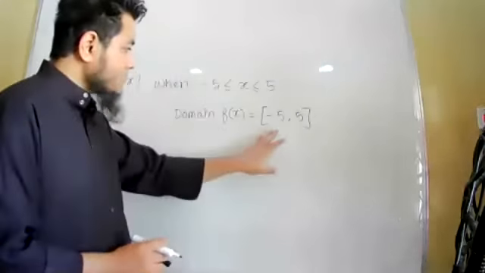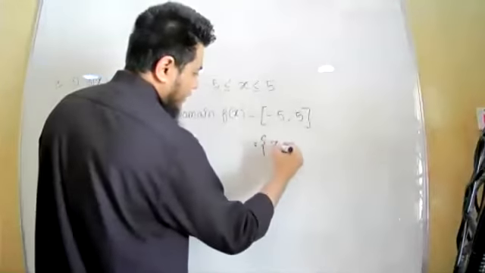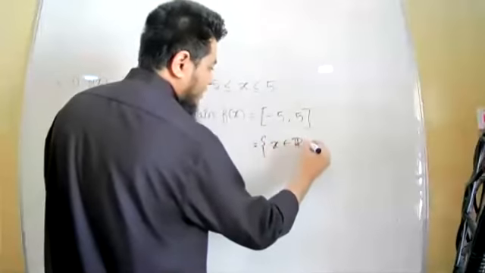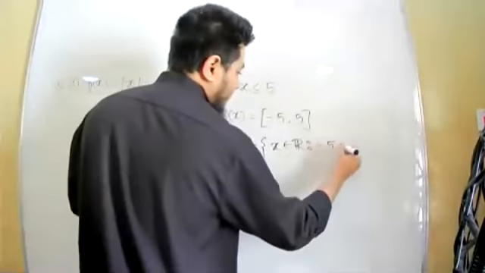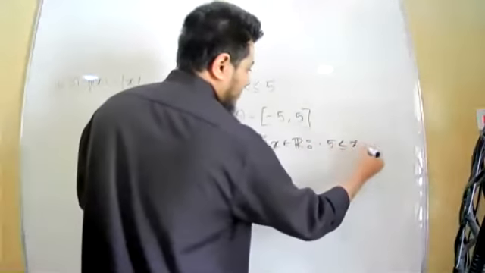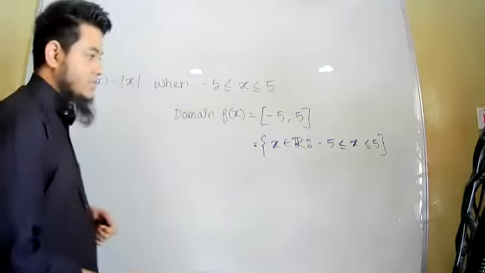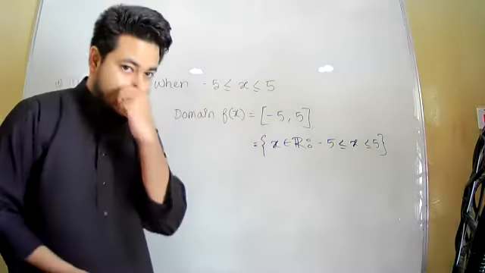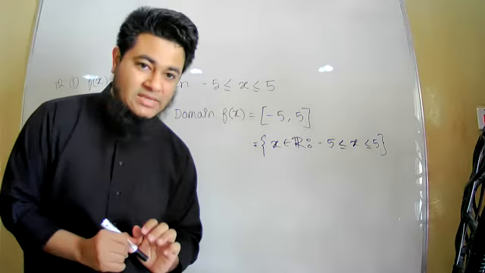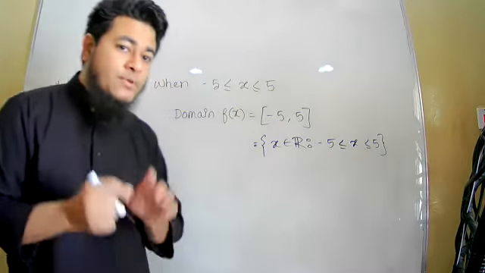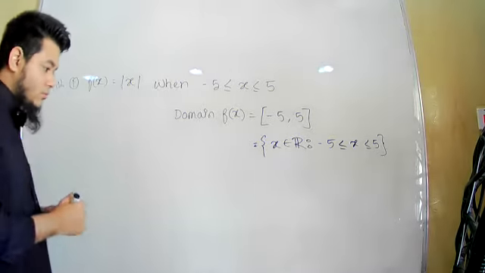Okay, so you can write it in this way, or if you want, you can write it in this way, that x belongs to the real numbers, meaning x can be any real number such that it has to maintain this condition. Okay, so you can write either of these two. No problem. So we found the domain easily. What about the range? Before we find the range, we have to form the table to draw the graph.